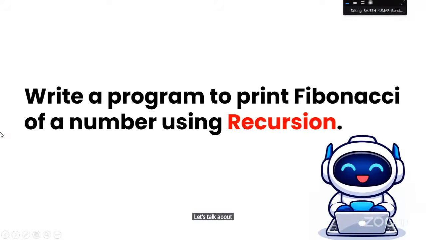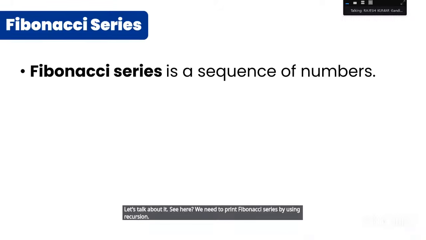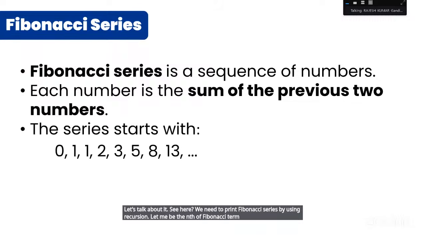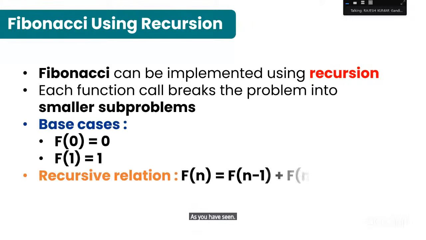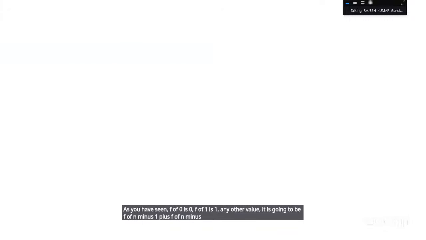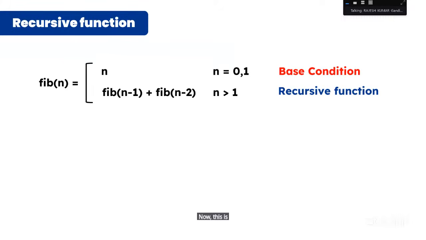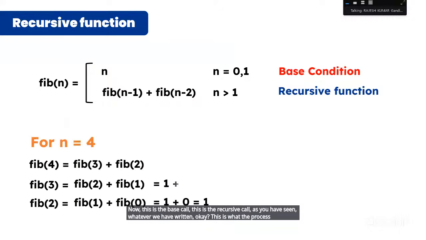See here. We need to print the Fibonacci series by using recursion. Maybe the nth Fibonacci term or Fibonacci value that we are printing. As you have seen, f of 0 is 0, f of 1 is 1. For any other value, it is going to be f of n minus 1 plus f of n minus 2. Now, this is the base call. This is the recursive call, as you have seen, whatever we have written. This is what the process will keep on doing.